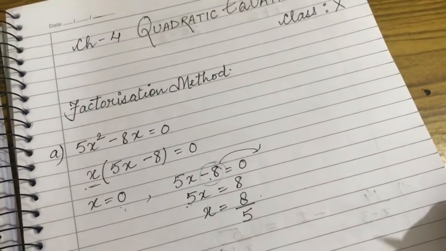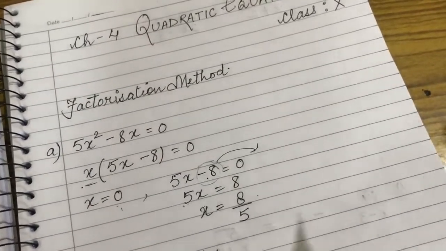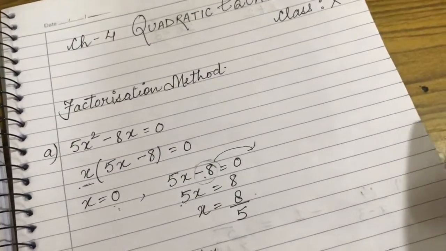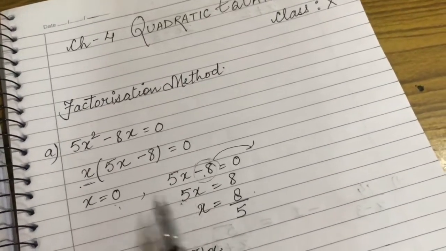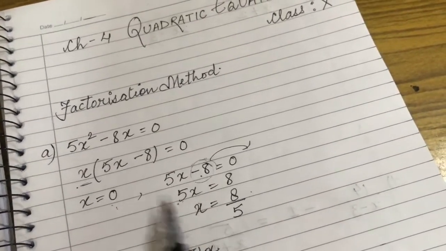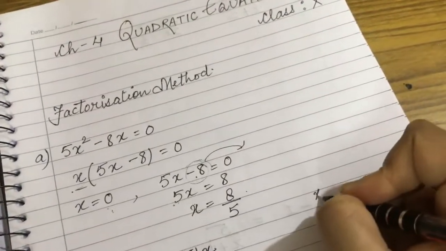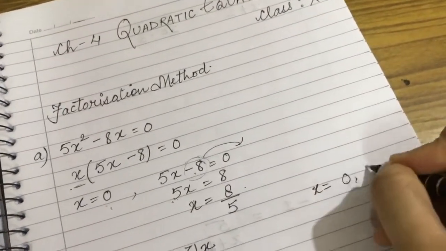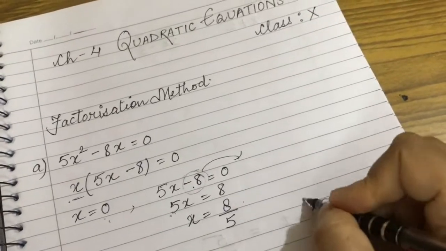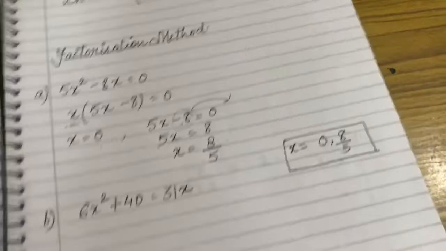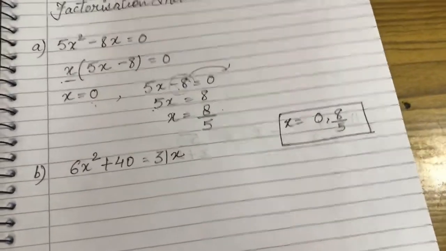So what will be our final answer? We had to find the roots of the given quadratic equation. Now we have found those two roots, and those two roots are 0 and 8 by 5. So you will write the answer: x is equal to 0, 8 by 5, and these are the required roots of the given equation. Now the second one.